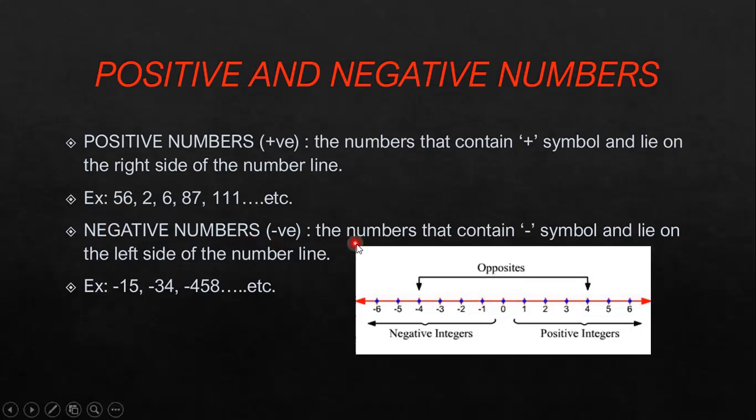Next, negative numbers. These numbers contain the minus symbol and lie on the left side of the number line. So negative numbers contain the minus symbol, and we write these numbers on the left side of the number line. So minus 15, minus 34, minus 458, etc. You can see here, this is the number line, and the 0 we write in the center. 1, 2, 3, 4, 5, 6 we write on the right side, and minus 1, minus 2, minus 3 we write on the left side. So these are positive numbers and these are negative numbers. This is the way we write positive and negative numbers on the number line.